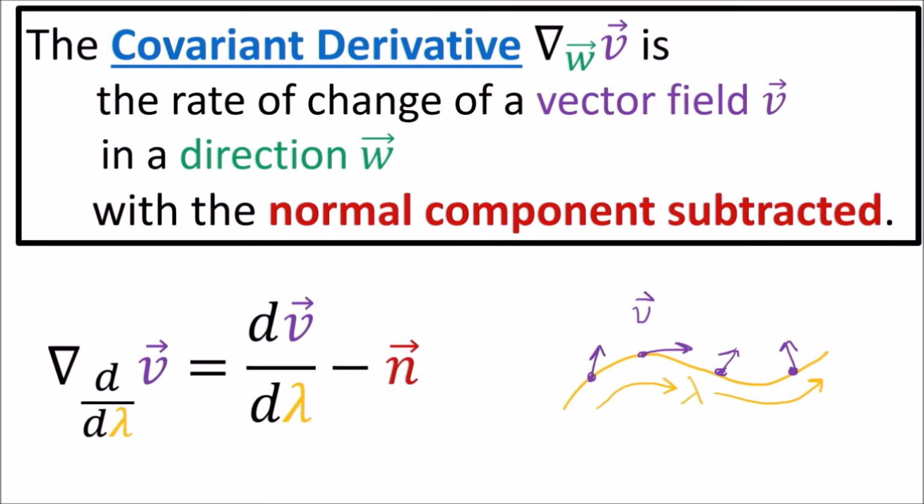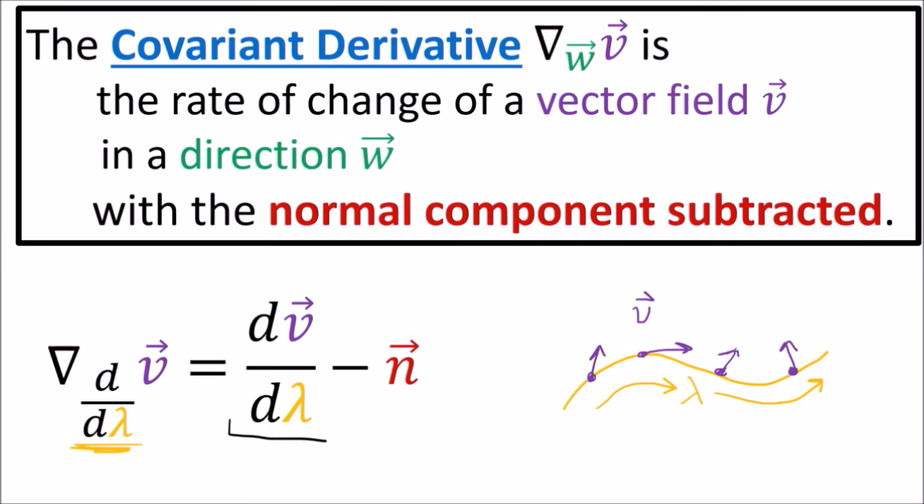So the covariant derivative of a vector field v in a direction given by d lambda, which is basically like the direction along the curve, would be the rate of change of the vector field v in the lambda direction with the component that's normal to the surface subtracted.